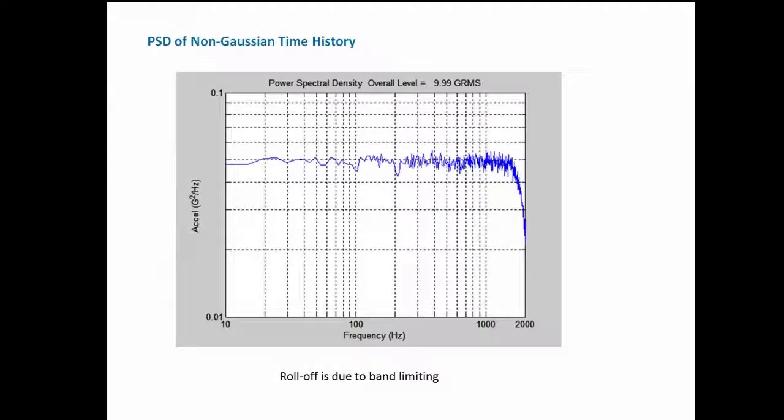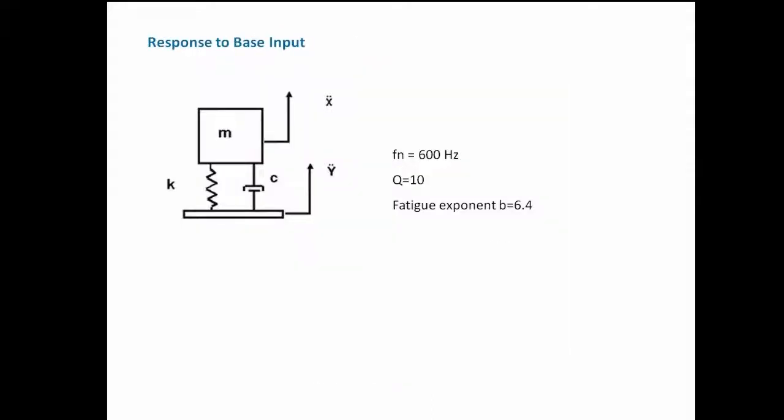Okay, so let's just go through the slides. So there's the slide version of the PSD for the slide version data. We already talked about the roll-off due to band limiting. So here's what really comes next. We're going to take that time history and apply it as a base input to a spring mass single degree of freedom system. This system is going to have a natural frequency of 600 Hertz, a Q value of 10, and a fatigue exponent b equal to 6.4. So let's apply that non-Gaussian time history to that spring mass system.